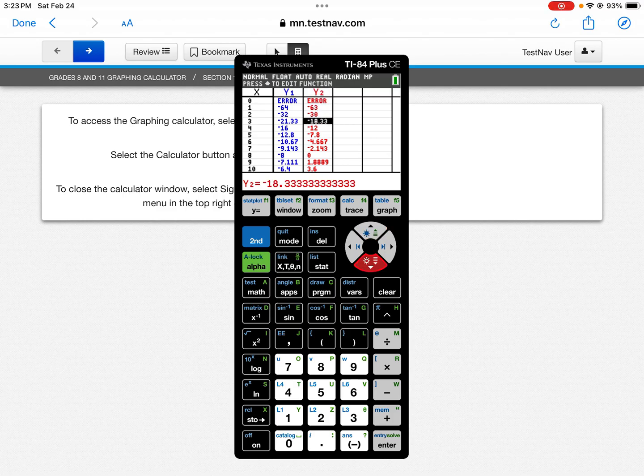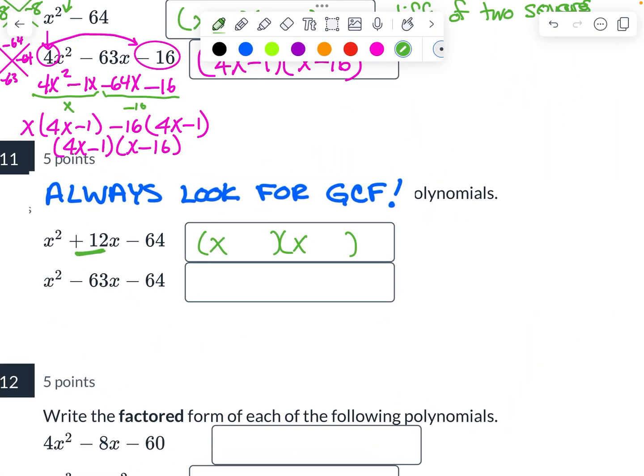I don't know why I went the wrong way. So there's a positive 12. So those numbers are 16 and negative 4. And just like that, you're done.